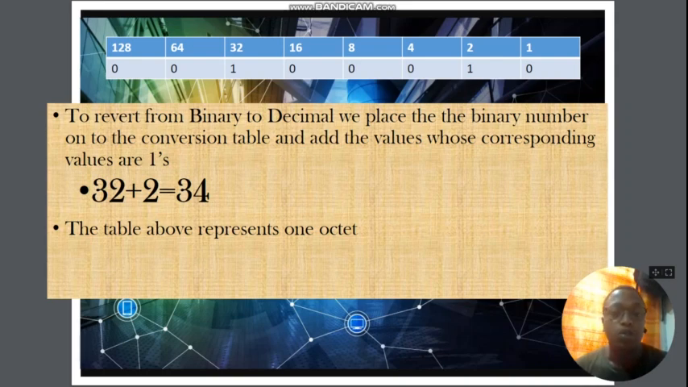So again, go through this example, pause the video, and when you completely understand how we convert these values, then get back to the video.